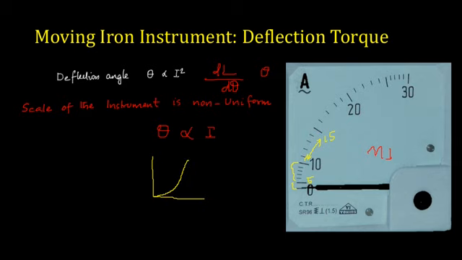So in this region, this is current and this is theta. Once the current varies, your theta is proportional to the square of the current. So in this range you have a non-linear relationship, and after some time you will have a somewhat linear relationship for the maximum region.